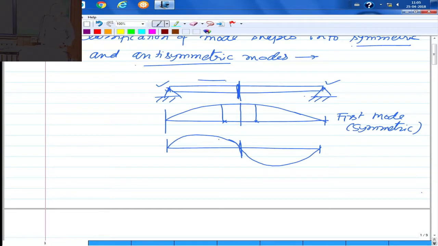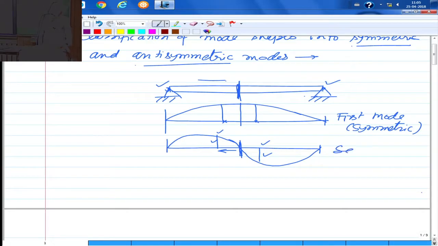Now in this case, what you see is that from the center line, that is the line of structural symmetry, if I move some distance this side and look at this displacement, and if I move by the same distance this side and look at this displacement, these two displacements are equal and opposite. On one side the displacement is positive, with the same magnitude, and on the other side the displacement is negative, with the same magnitude. So this is known as antisymmetric mode.